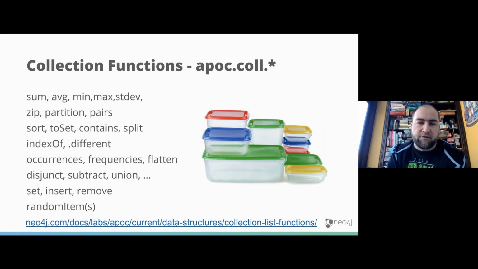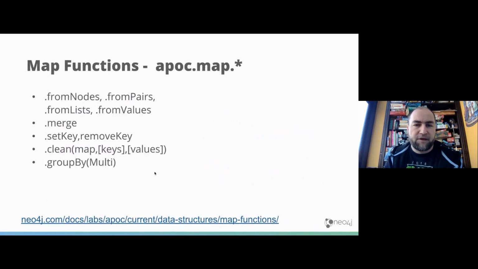Same is true for collections. Cypher has built-in collections, which is really cool, but there are only a select number of functions available for collections, so APOC adds a lot of things on top. You can sum, min, max on collections. You can zip collections. You can partition a collection into smaller sub-partitions. You can get pairs of collections and things like that, uniqueness. You can do collection operations like disjunctions, unions, and things like that. Really useful. Same for maps.